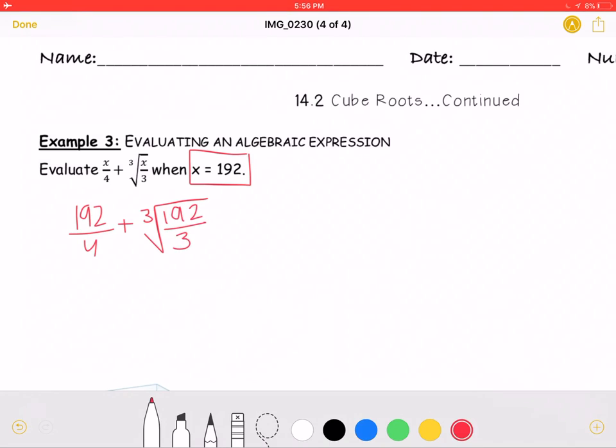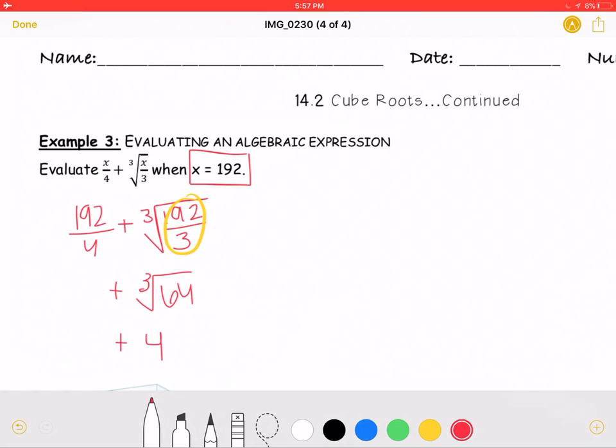Now, take a look at your cube roots. Is there a perfect cube root for 192 or 3? Well, I know there's not one for 3, so I know I don't want to break this up into two separate cube roots, the top and bottom. So maybe we have to actually divide them. So go ahead and evaluate 192 divided by 3. That should give you 64. And I know I can take the cube root of that, which gives me 4.